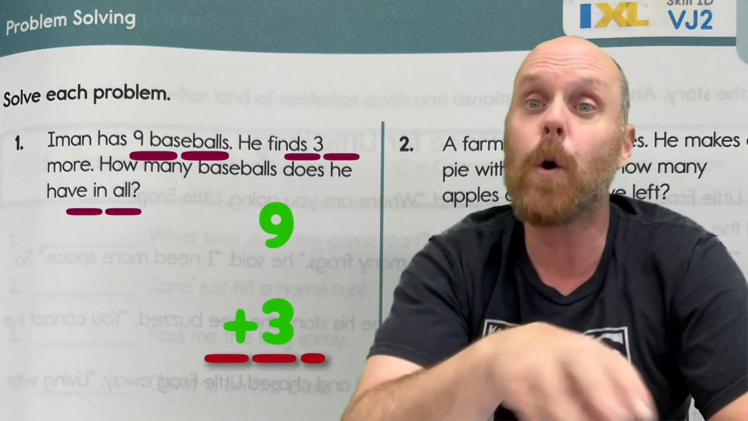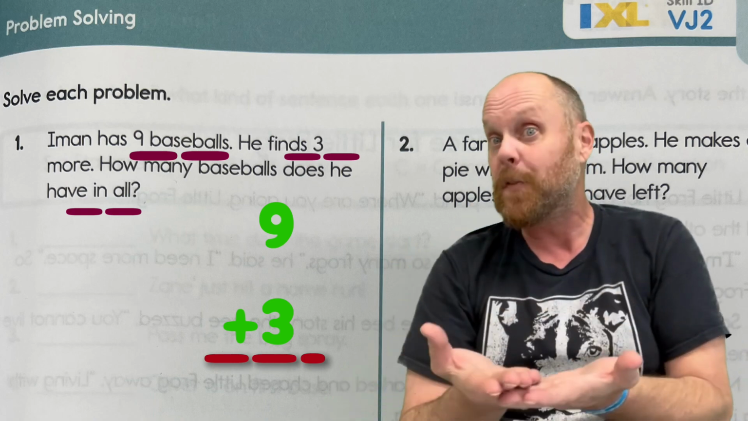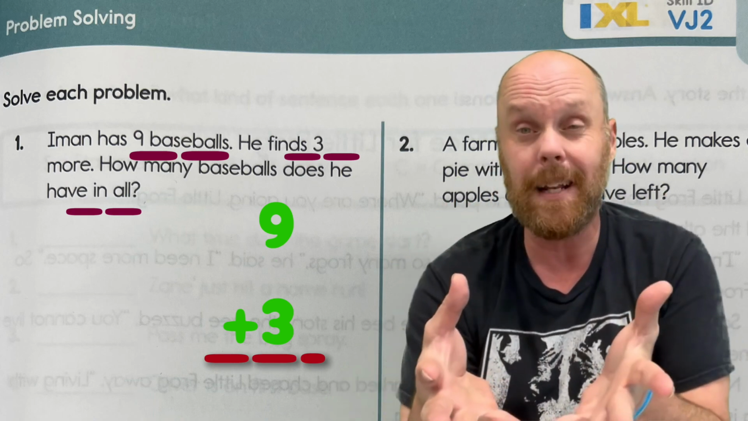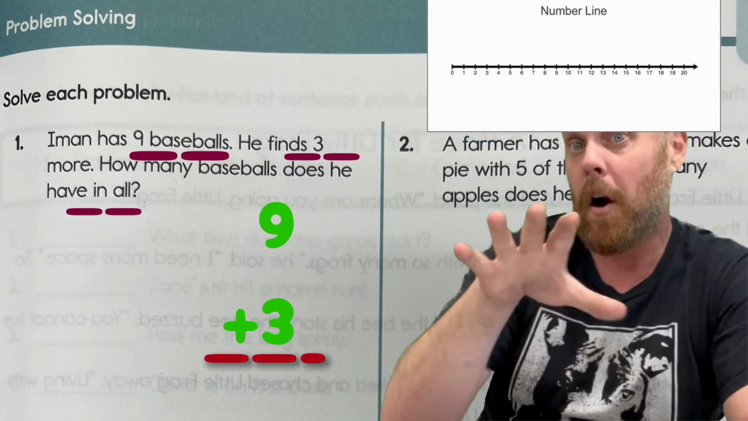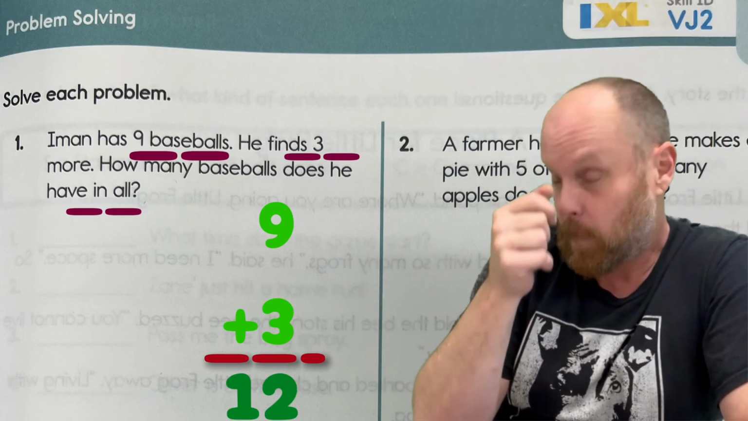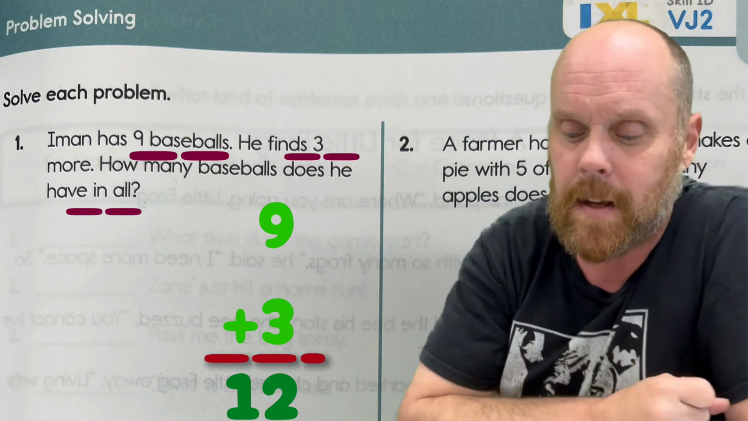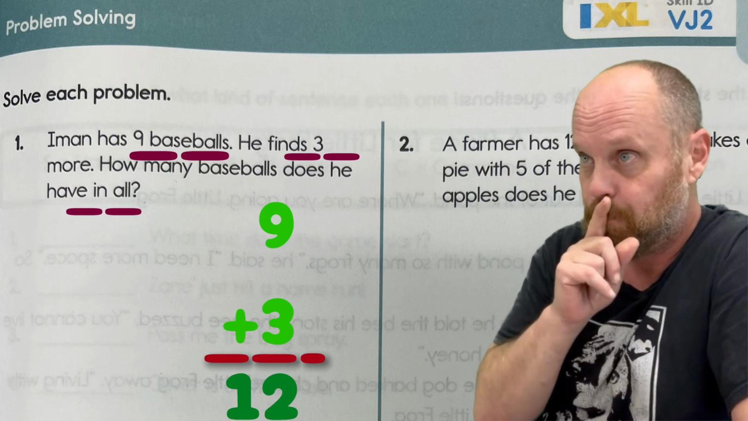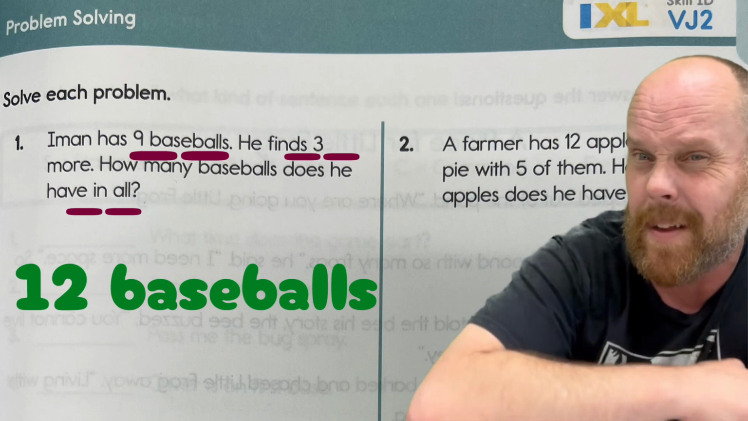Like we said before, you can solve this in a number of ways. You can use your fingers if you really need to. You can use counters. You can use a chart if you really need to. You can even use our friend, the number line. All right? But our answer should be 12. Now, we don't leave it as 12, do we? Because the question is asking us, how many baseballs does he have? So it's 12 baseballs. See how to write the answer?